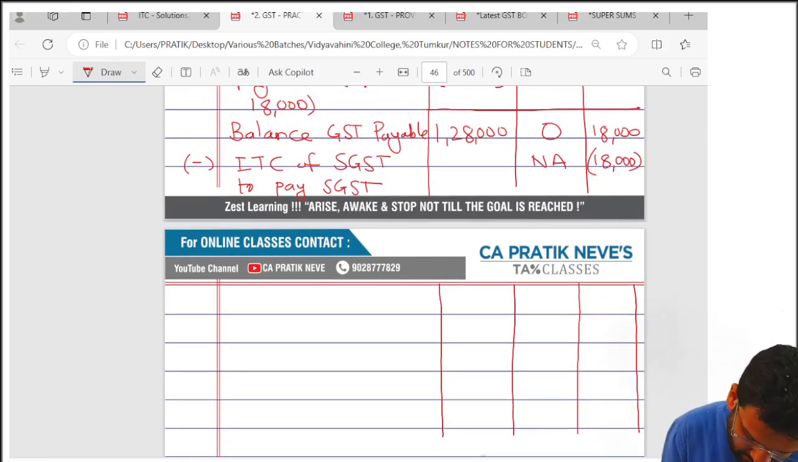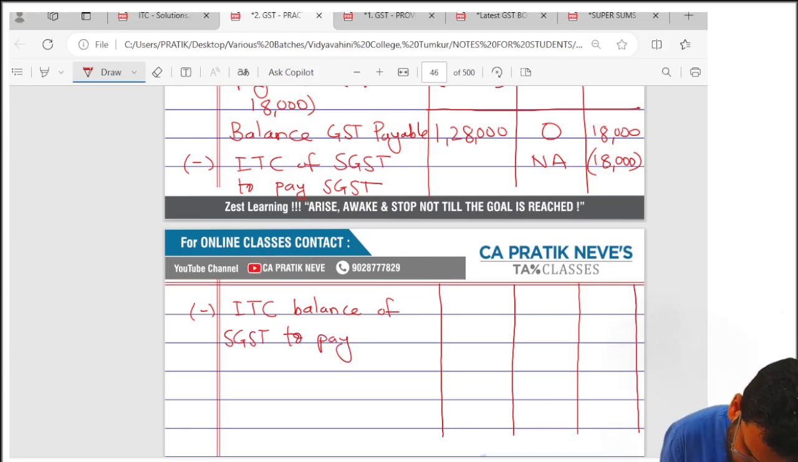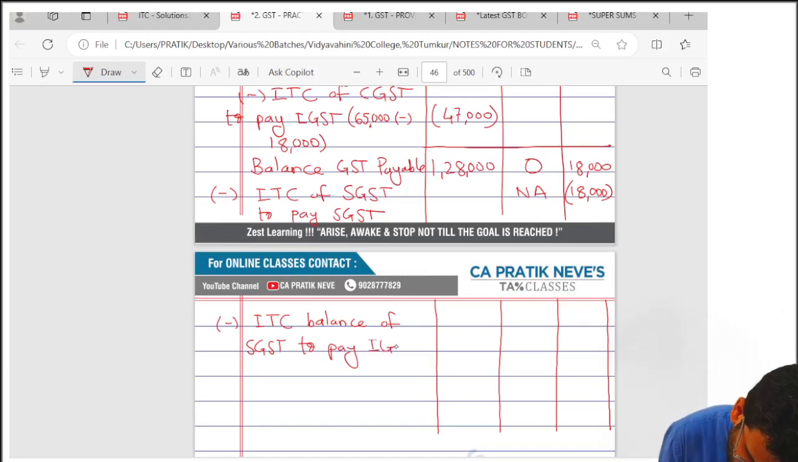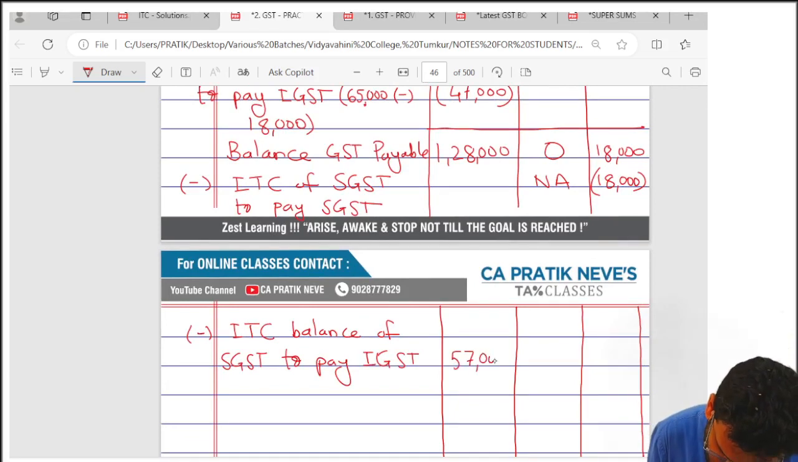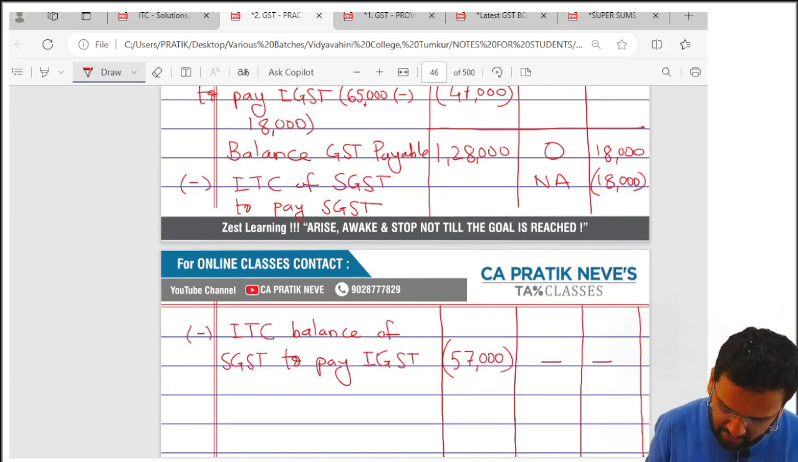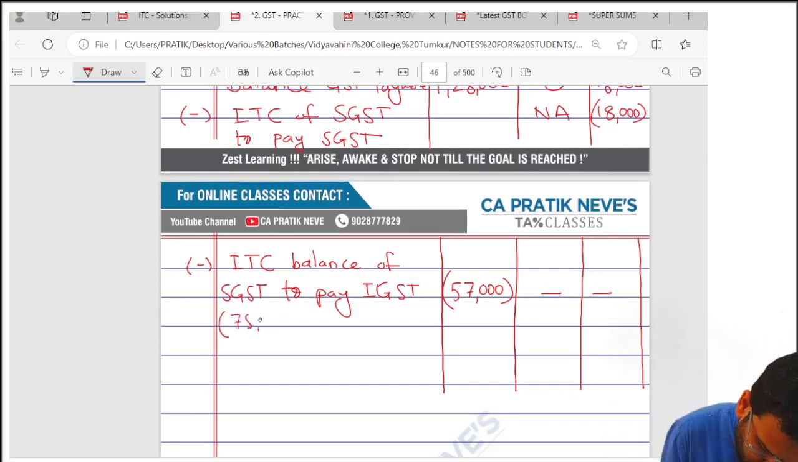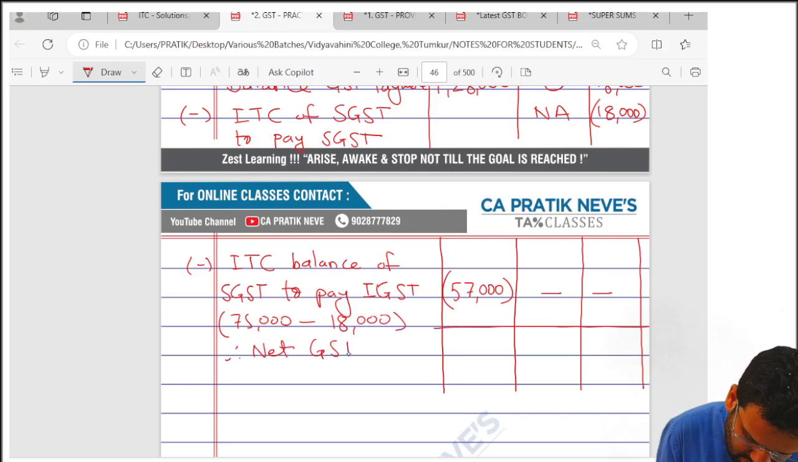Use ITC, of course, balance of SGST to pay IGST. So you told me balance is how much? 57,000. Please tell me how you got 57,000. 75,000 minus 18,000. So finally tell me what is therefore net GST payable?